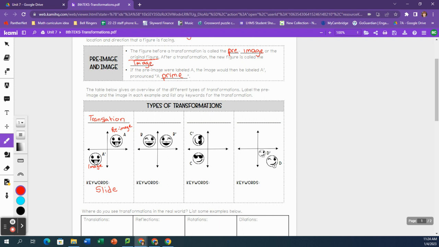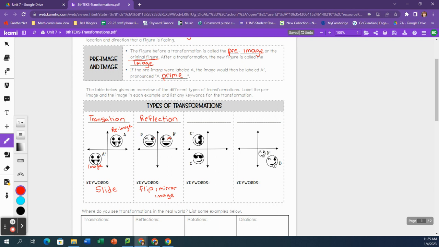Now, notice this one. This wasn't just a slide, because if this was just a slide, the little wink would be right here. See this wink right here? That wink would be right here if it was just a slide. This is a flip, but another word for flip is reflection. The key words are you might hear flip, or you might hear mirror image. And that's what took place there.